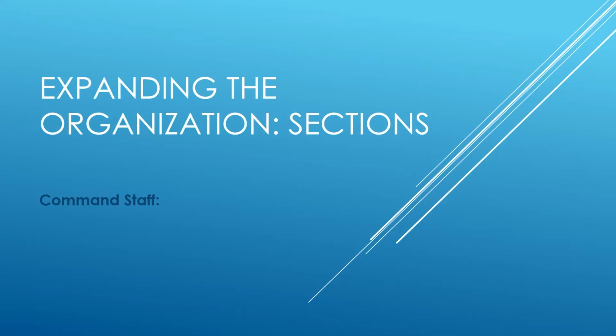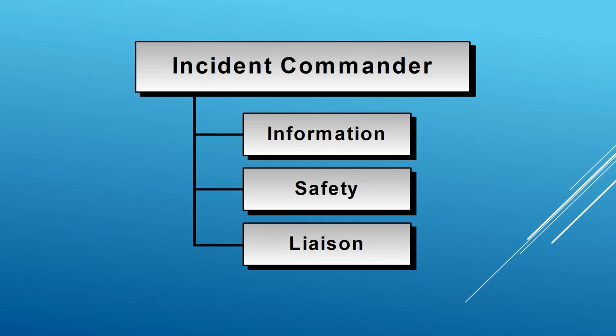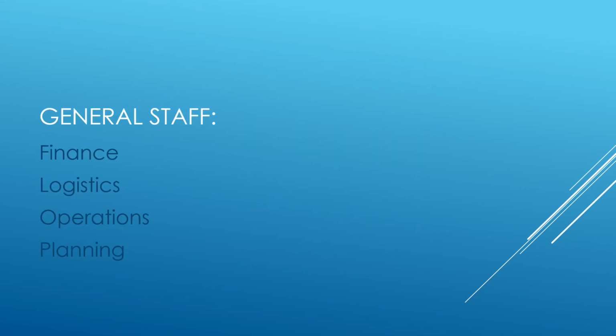So expanding the organization. You got your incident commander, and remember I talked about it, you got your command staff, which is information, safety, and liaison. And then you've got your general staff, which is your finance, logistics, operations, planning. Remember I said FLOPS, that's how I remember it.